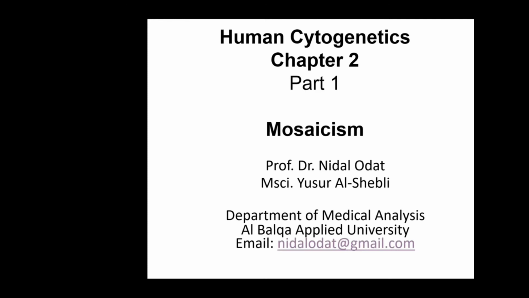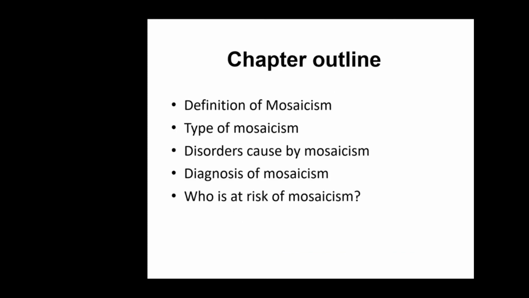Today we will talk about the second chapter of human genetics, part 1 of this chapter, and this part talks about mosaicism. The outline of my lecture is: first, the definition of mosaicism, types of mosaicism, disorders caused by mosaicism, diagnosis of mosaicism, and we will also see who is at risk of mosaicism.